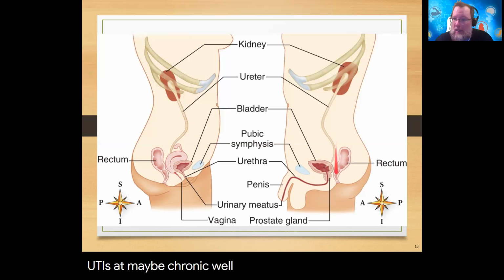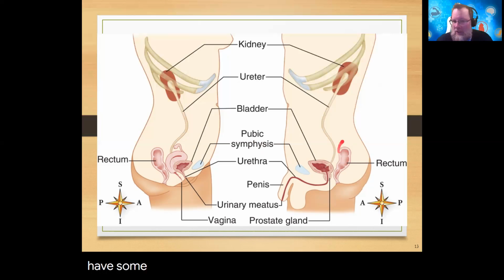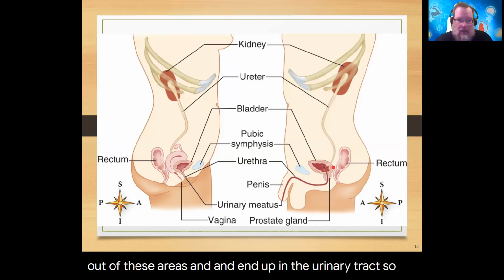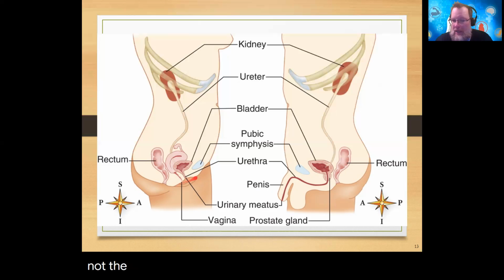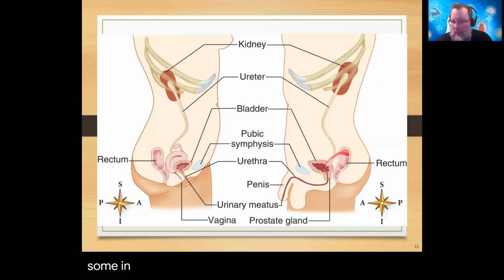Well, chronic constipation. So if a patient hasn't had very good bowel movements or any bowel movements for a week, two, if it's gone a long period of time and they're not pooping, we may have some fecal impaction that would cause an increase in E. coli. That E. coli could actually leach out of these areas and end up in the urinary tract. So the infection is not always external. There could be some internal issues going on as well.